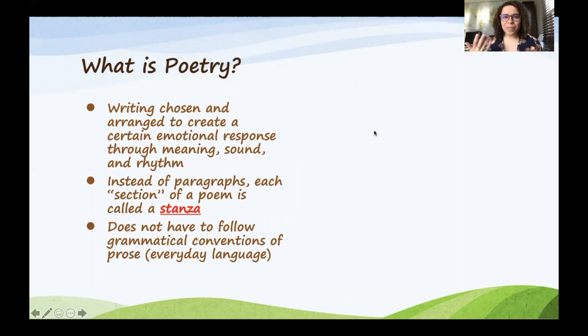And probably my favorite, and what's going to be your favorite part about poetry, is that it does not have to follow grammatical conventions of prose. Prose is just everyday language, which we'll talk about in the next slide. You don't have to have proper punctuation. You can even make up words to make them rhyme if you want. That's the great thing about poetry. It can be whatever you want.